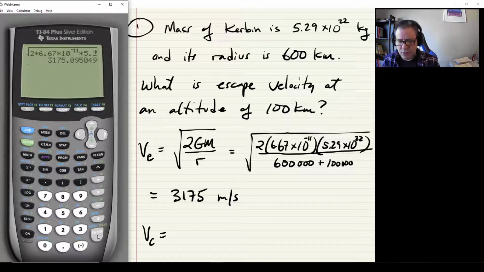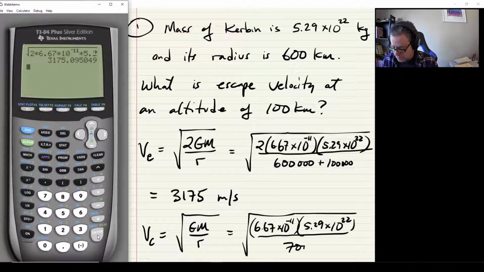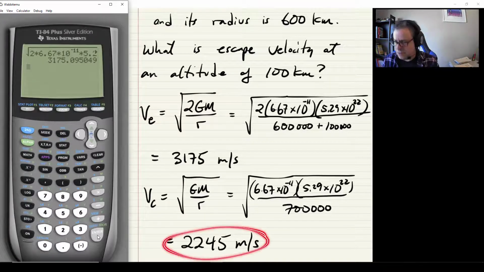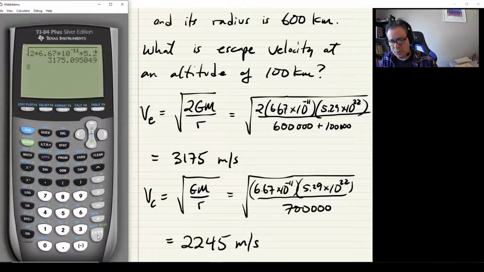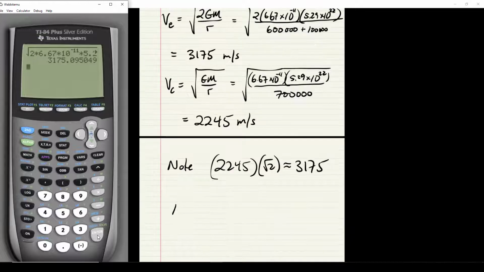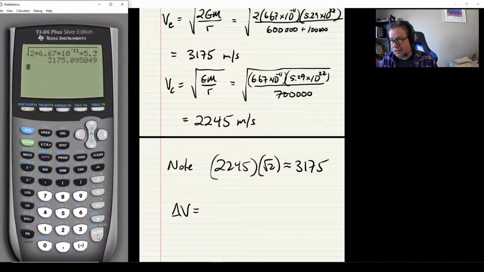So velocity for a circular orbit at that altitude is the square root of GM over r. The only difference here is I don't have the square root of 2. I need the distance in meters. So putting that in the calculator, you're going to get about 2245 meters per second. Of course, I could have just done this first, find the orbital speed, and then just multiply by the square root of 2. So note that if you just took the orbital speed for that altitude and multiplied by the square root of 2, you'll get that 3175 meters per second. And in practice, it's about the delta V that you need to increase the speed to escape. So what is the delta V?